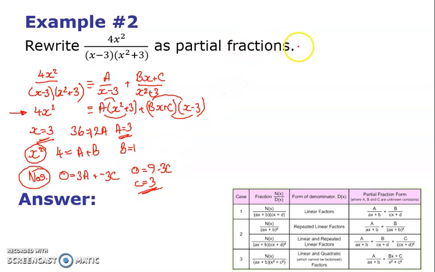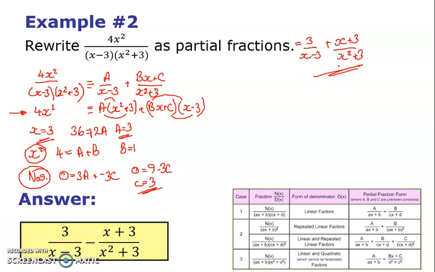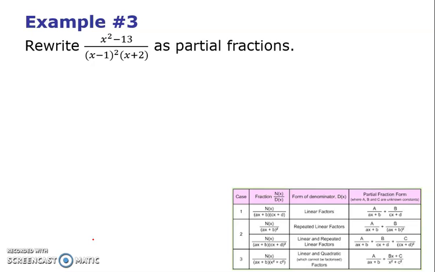So writing it up here, I reckon we get a is 3 over the x minus 3, plus bx, well, b is 1, so it's x plus 3 over the x squared plus 3. That's what I reckon. I've got a minus there. Is that just a mistake? We just check that. Yeah, I just checked it. It was just a mistake when I typed it in. So it's a plus.